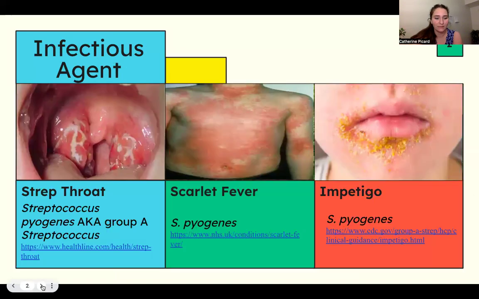Okay, so for our infectious agent, it's gonna be Streptococcus.